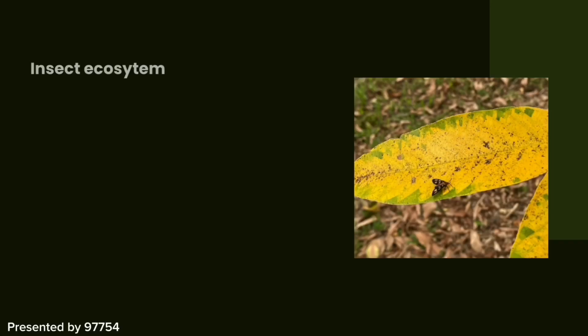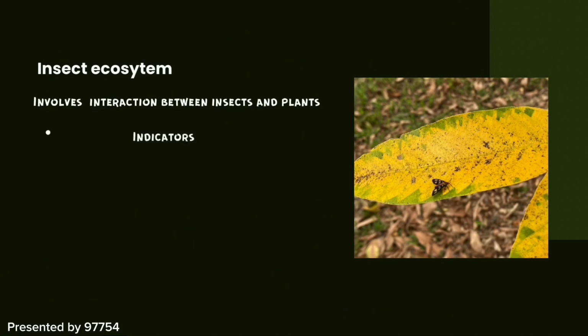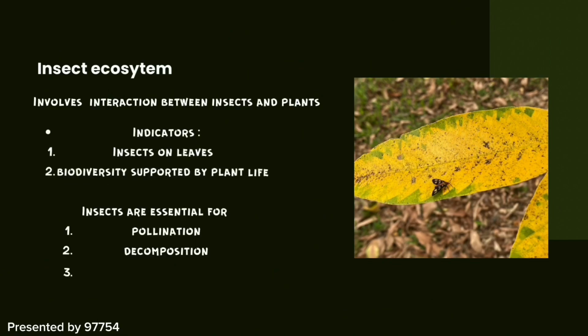Thirdly, insect ecosystem. Observation of insects on leaves highlights the biodiversity supported by plant life. Insects are essential for pollination, decomposition, and as a food source for higher trophic levels, indicating the critical role of plant diversity and the ecological function of insects.